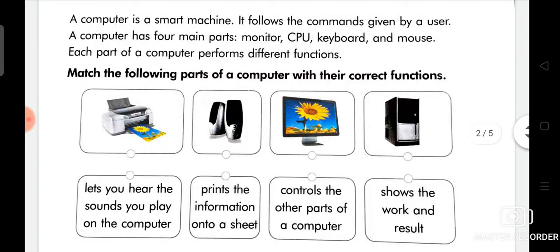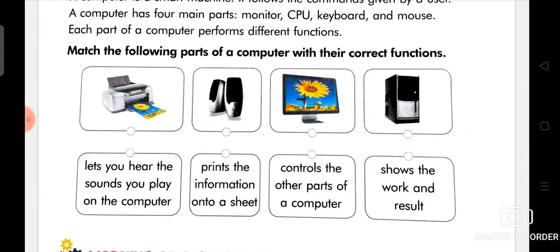Match the following parts of a computer with their correct function. As you know very well, this is a printer, number second is a speaker, number third is a desktop, and this is the CPU. Lets you hear the sounds you play on the computer: it is a speaker. Prints the information onto a sheet: it is a printer. Controls the other parts of a computer: it is the CPU.